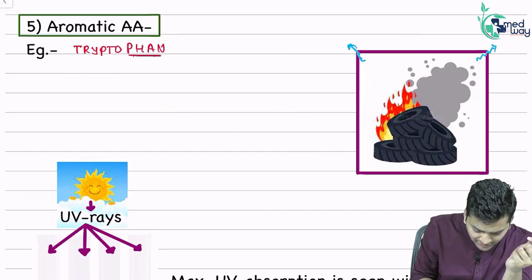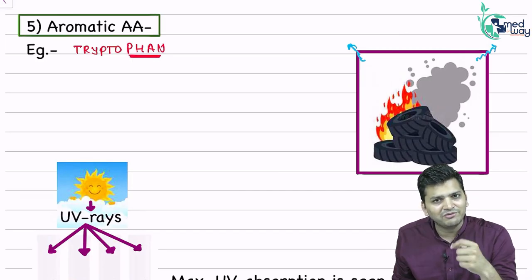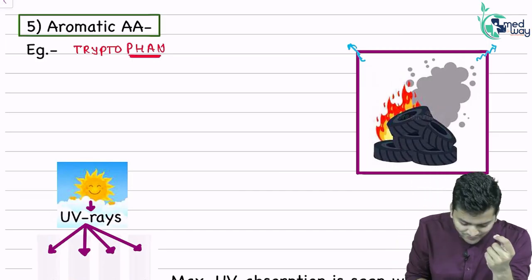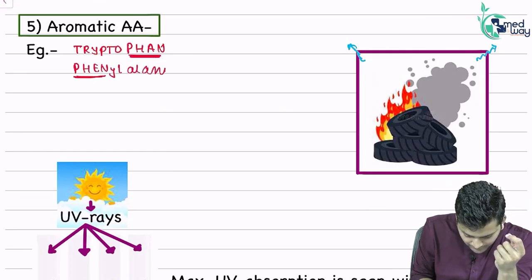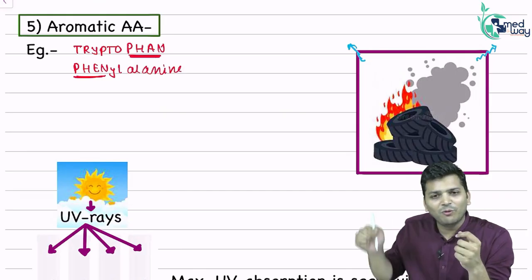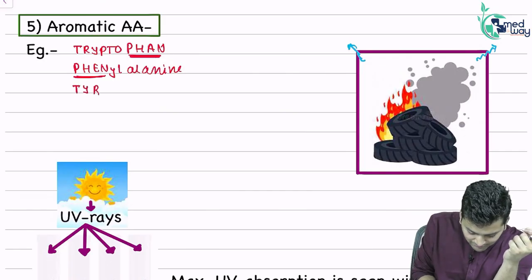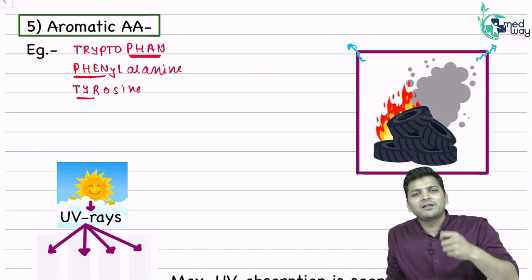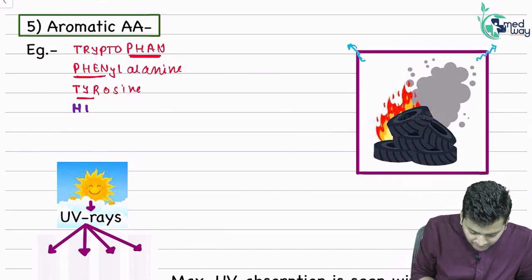Tryptophan. Can you tell me one more, where the fan is in the name, in which amino acid? Yes, phenylalanine. Fan in the name. Okay, what was the smell in the experiment? What was the smell? What we have burned? The tire. So, tyrosine. Tyrosine. Tryptophan, phenylalanine, tyrosine. There is one more. Histidine.